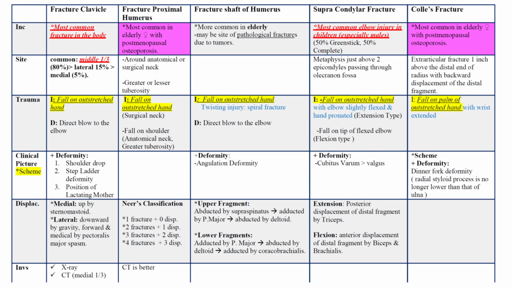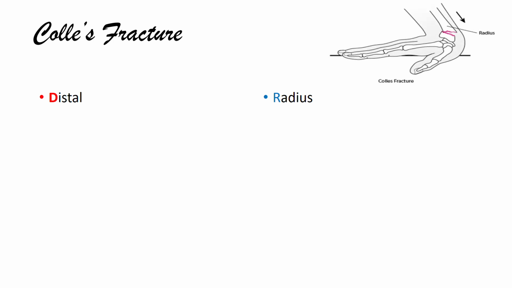Now let's move to the last part, which is Colles fracture. For Colles fracture, it occurs in the distal radius. So the main words in our scheme is distal radius. Distal starts with letter D, so letter D will teach us number 1, it occurs by fall on an outstretched hand with associated dorsiflexion of the palm, and there will be three main deformities.